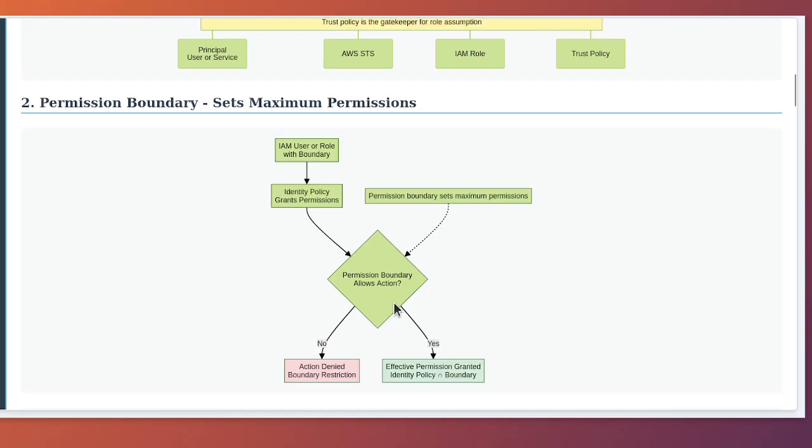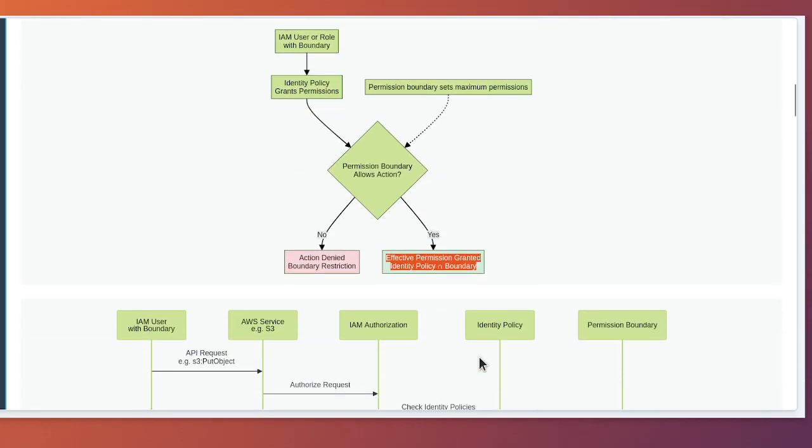If the permission boundary allows the action and the check returns yes, the flow proceeds to a box labeled Effective Permission Granted, which is the intersection of identity policy and boundary. The action is allowed because both the identity policy grants it and the boundary permits it.